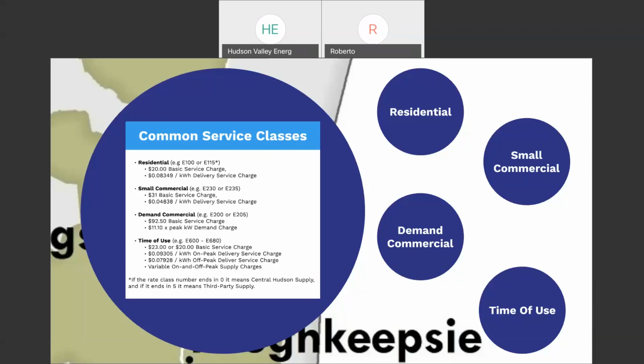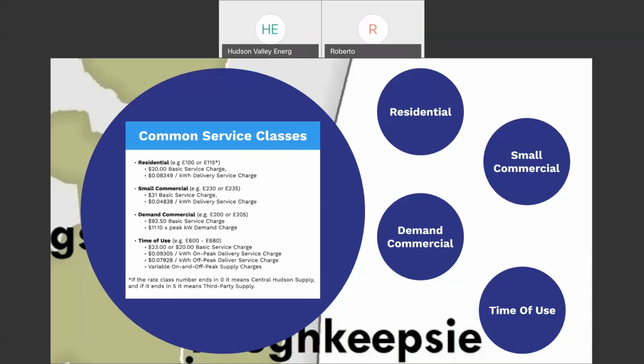Each service class, as you can see, offers a different price for the monthly basic service charge, which is the same each month, and the delivery service charge, which is multiplied by how much electricity you use each month, which we saw explained in the video on page 3 during the second part of this presentation.